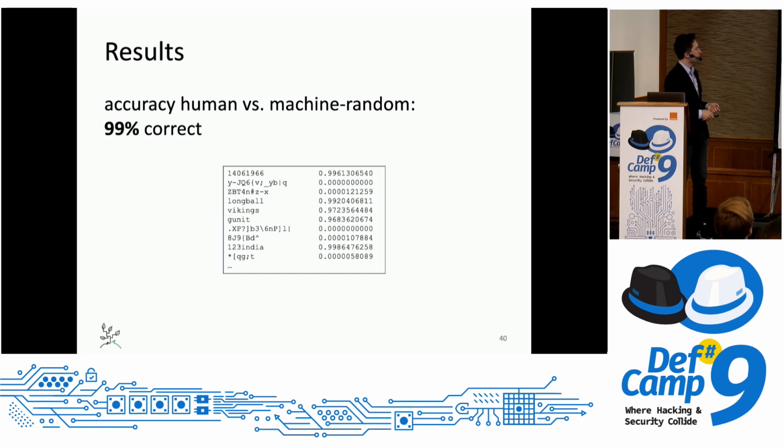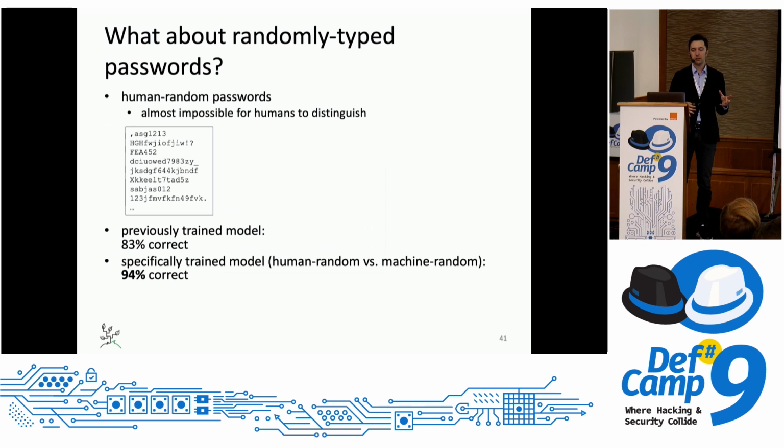But as you can probably remember, there is also this type of passwords, these human randomly typed passwords. These are randomly typed passwords by humans, for instance. So these passwords really look like they were machine generated. As a human, I'm not able to tell you whether these were generated by a human or by a machine. The already existing model was 83% correct in these kinds of scenarios. Then I did a retraining with human random and machine random passwords, and I got 94% correct. So that's actually pretty good, better than any human can do.